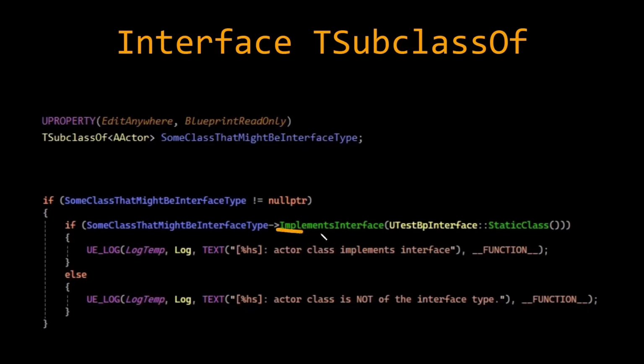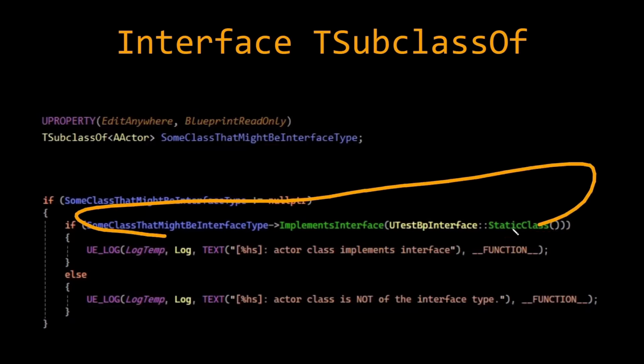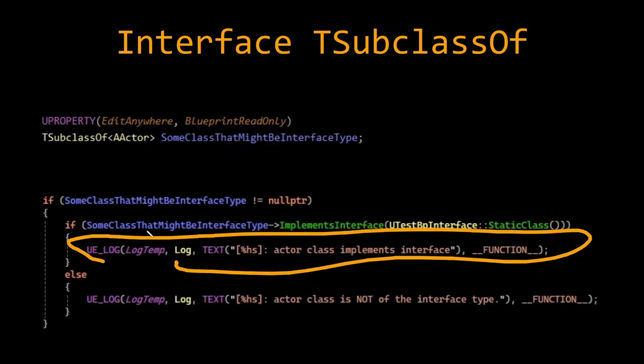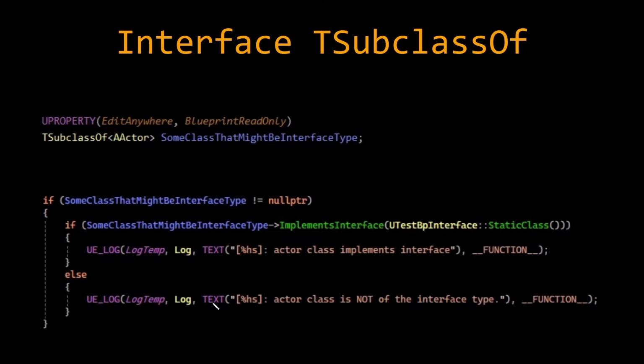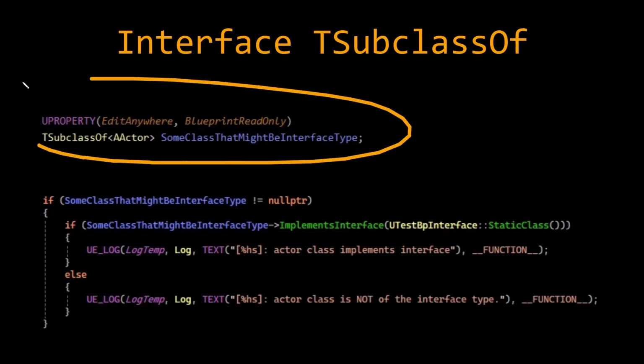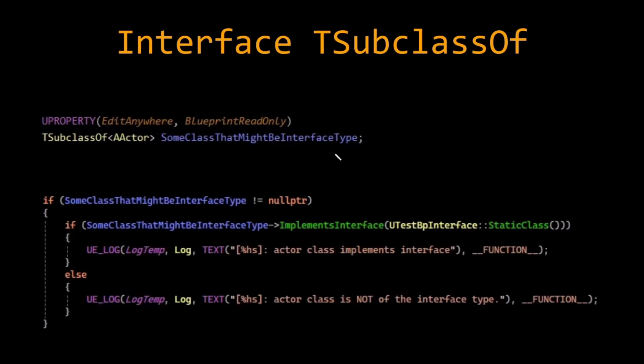And you say ImplementsInterface, and then you'll use the UType, and get the static class, so they're like the reflected class. You can ask if this class implements that interface, then do some logic in response to that. Otherwise, do some other logic. And so this is how you can test. But again, if you want to constrain it to only be that, then use the MustImplements thing we saw in the previous slide here.